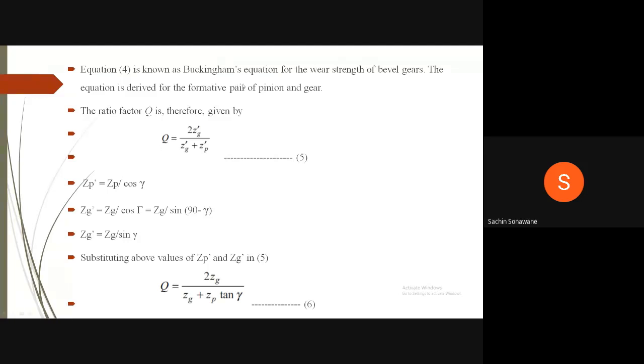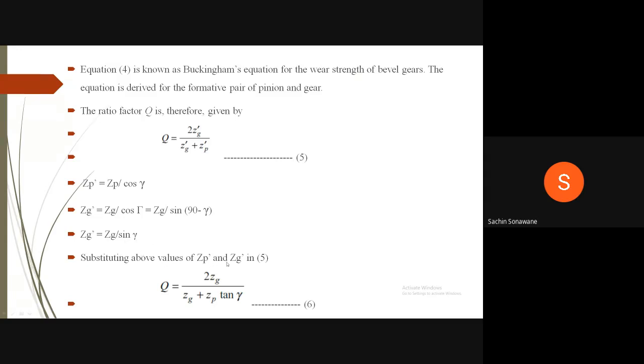Equation 4 is known as Buckingham's equation for the wear strength of bevel gears. The equation is derived for the formative pair of pinion and gear. The ratio factor Q is therefore given by Q = 2 ZG' / (ZG' + ZP'), equation 5. ZP' = ZP / cos gamma, and ZG' = ZG / cos of capital gamma, which is equal to ZG divided by sine of (90 minus gamma). Therefore, ZG' = ZG / sin gamma.